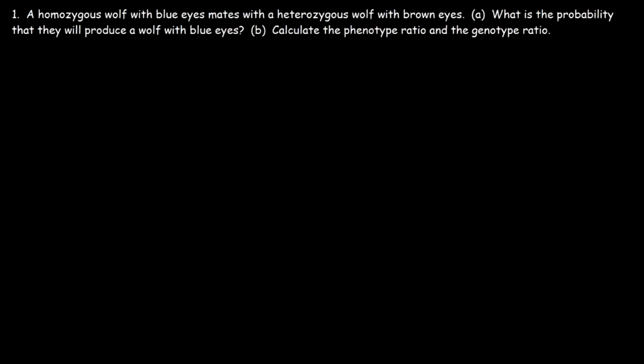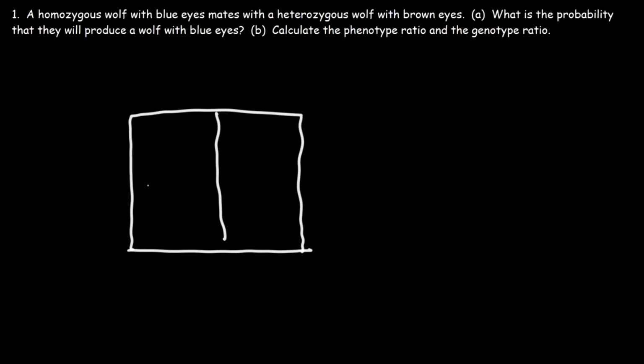Let's start with this one. A homozygous wolf with blue eyes mates with a heterozygous wolf with brown eyes. What is the probability that they will produce a wolf with blue eyes? So let's begin by drawing a monohybrid cross. So this is a Punnett square that only focuses on one characteristic, one trait, in this case, eye color. So what we're going to do is we're going to draw one square, and then we're going to draw a vertical line and a horizontal line. So now we have a total of 4 squares.